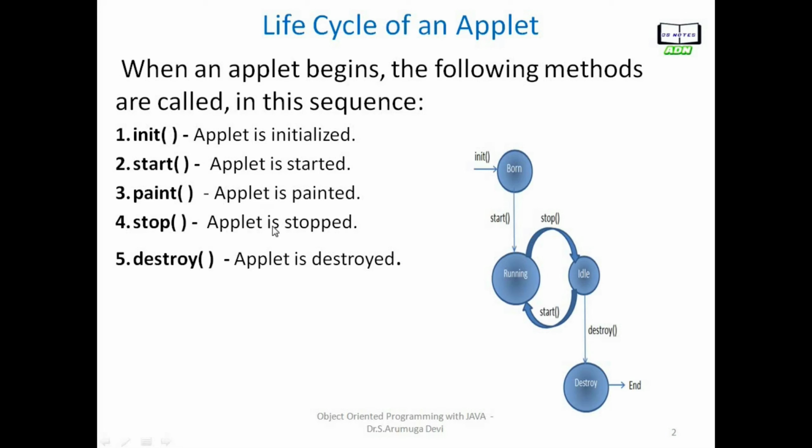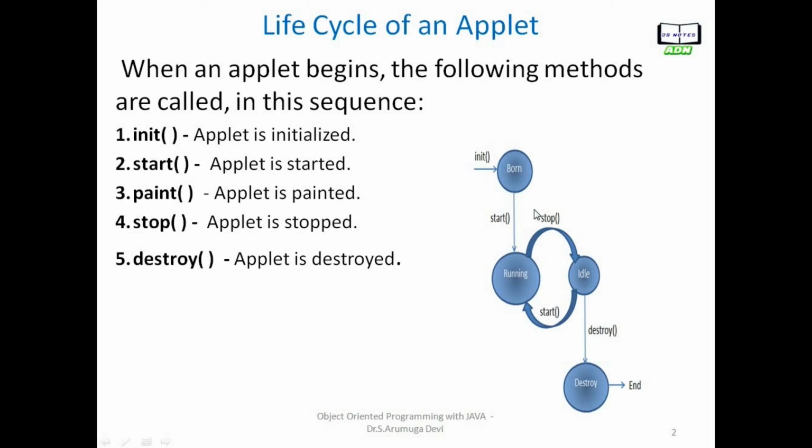Whenever you minimize the browser, or move to the next web page, at that time the stop function is called. And in the destroy method, the applet is destroyed, that is, the applet is terminated and execution stops. When you close the browser or close the web page, the destroy method will be called.